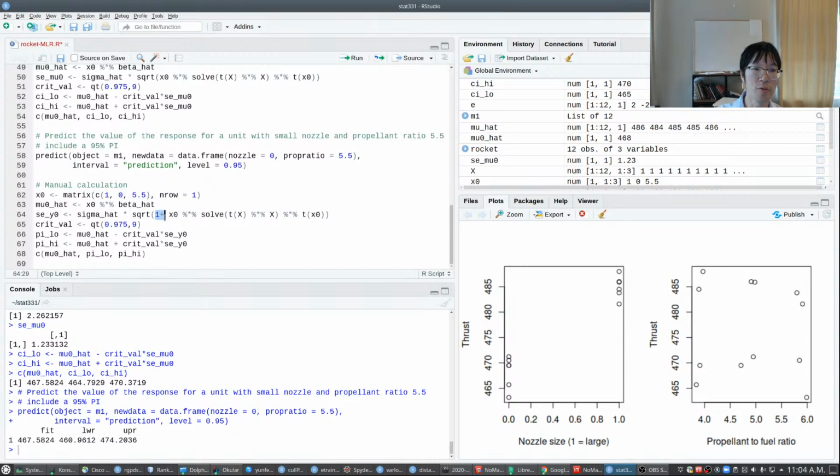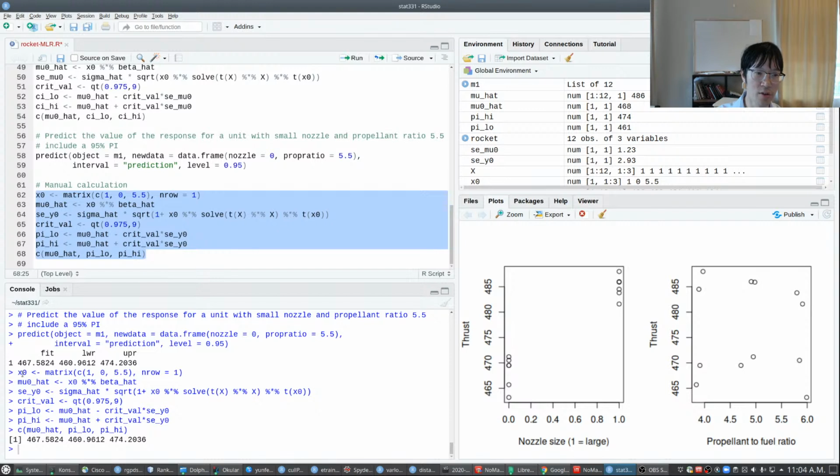Okay, and so that's what we saw in the formula. So that's what accounts for the extra sigma squared that we have to account for when we do prediction for an individual unit. Okay, so we can execute all this calculation, and you notice it gives exactly the same value. So that finishes this R demo that covers all the aspects of multiple linear regression that we've talked about up to this point.